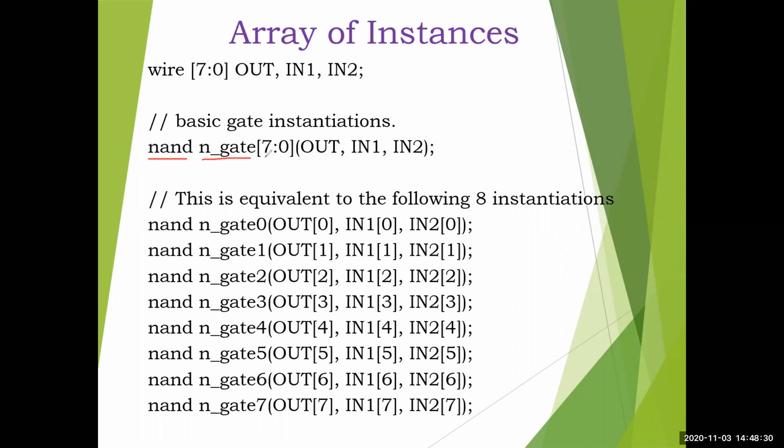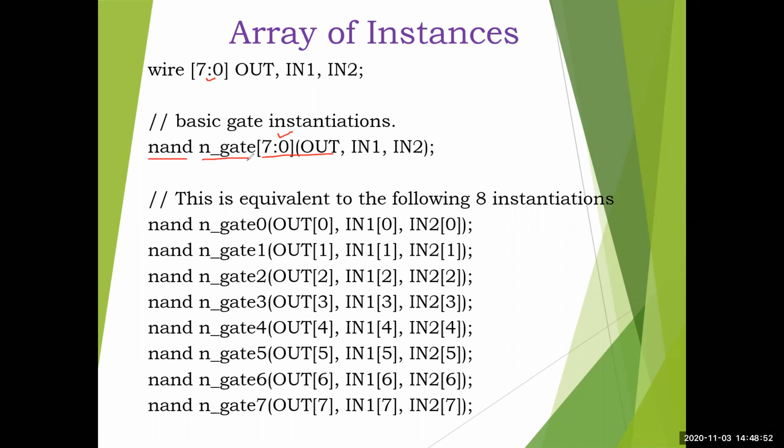N gate, [7:0]. The instance names are given for understanding. Same way, out, in1, in2. This is all the same. What is new here is the declaration. Here we have used a vector, and here also we have declared a vector. So this is equivalent to declaring it like this.